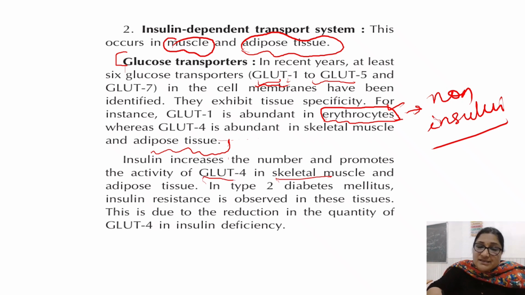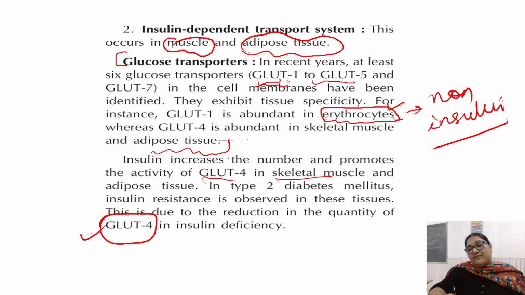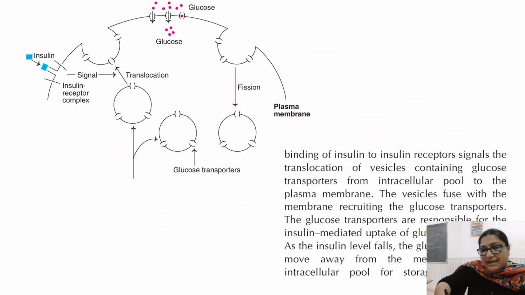Whenever a person is suffering from type 2 diabetes mellitus, we see that there is insulin resistance in such patients. Why? Because there is a reduction in the quantity of GLUT4 in insulin deficiency. We will be covering this topic when we cover diabetes in detail.